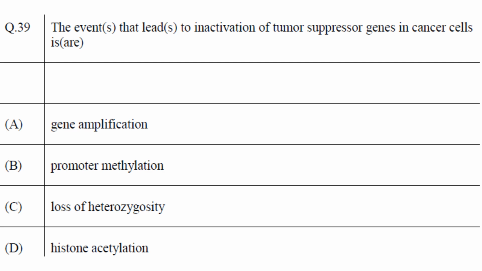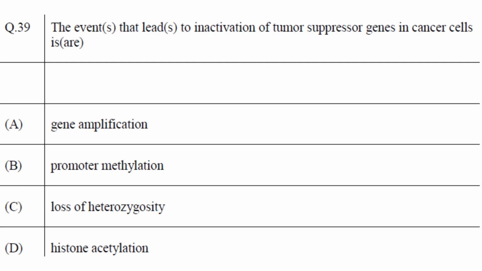Then next question. The event that leads to the inactivation of tumor suppressor genes in cancer cells is or are. So, what are these tumor suppressor genes? They prevent cancer. They regulate cell growth and thereby prevent cancer. Now, in cancer cells, the tumor suppressor genes which are present in normal cells get inactivated. Now, how are these tumor suppressor genes getting inactivated? Is it gene amplification? No.